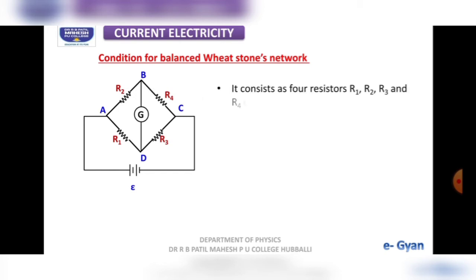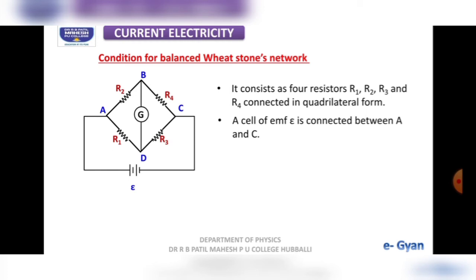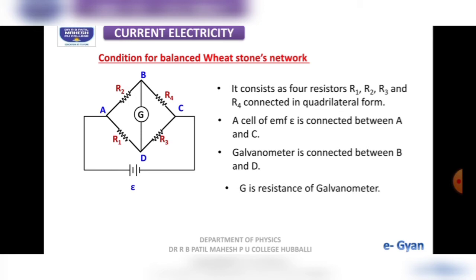A cell of EMF E is connected between A and C, and the galvanometer is connected across B and D, and G is the resistance of the galvanometer. Now let us try to derive the condition for balanced Wheatstone network.